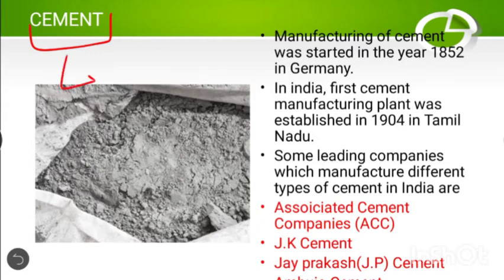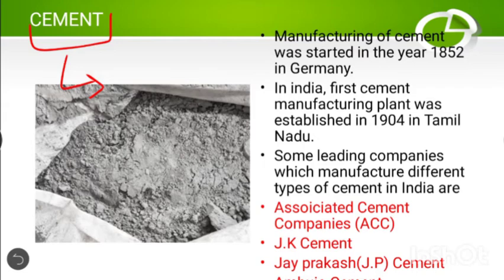Cement can be used alone, but to decrease the cost of the structure and to improve its properties, cement is used with inert materials like sand, coarse aggregate, fine aggregate.